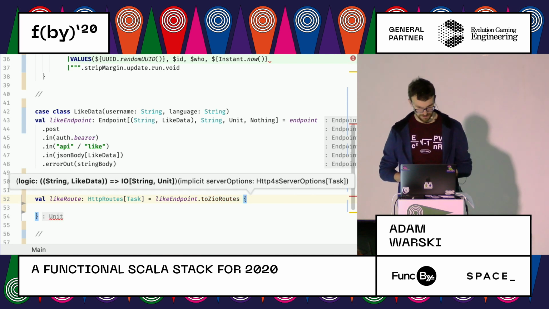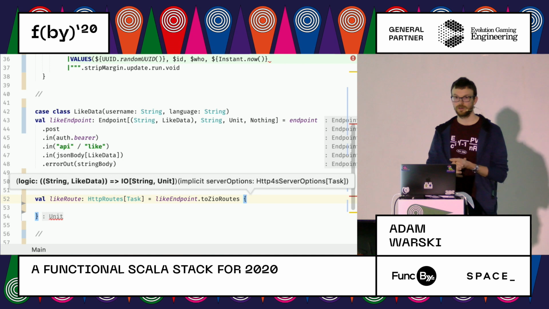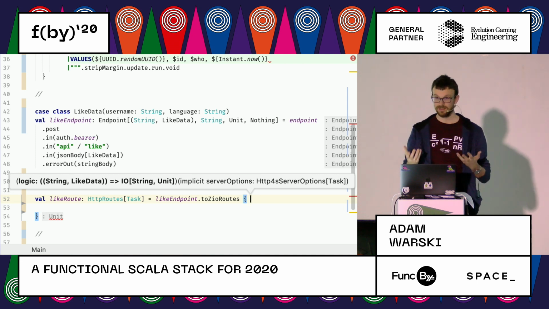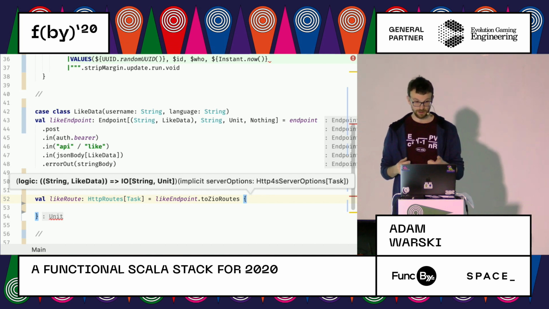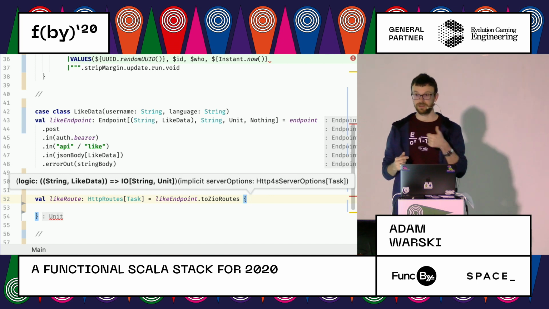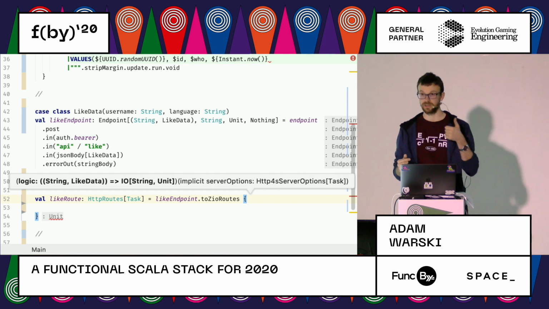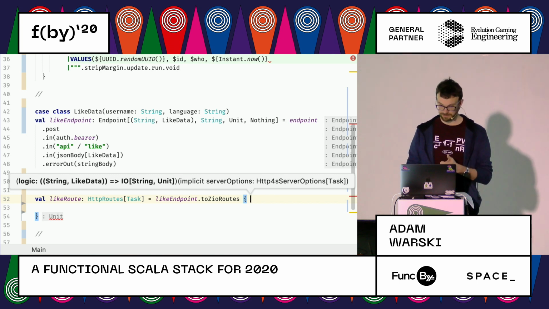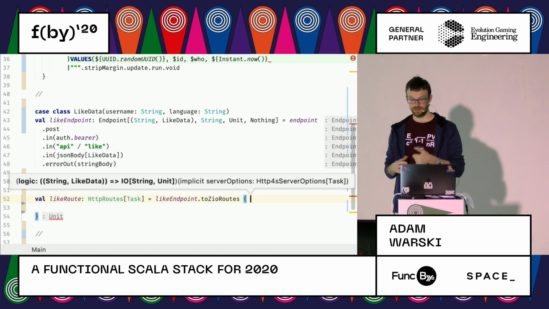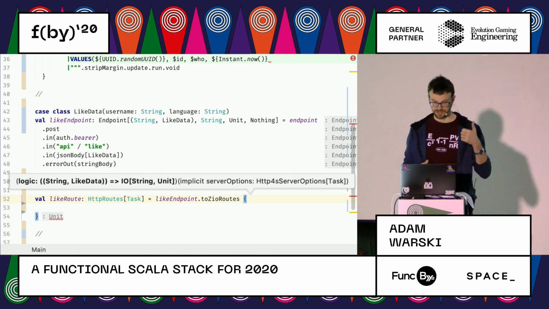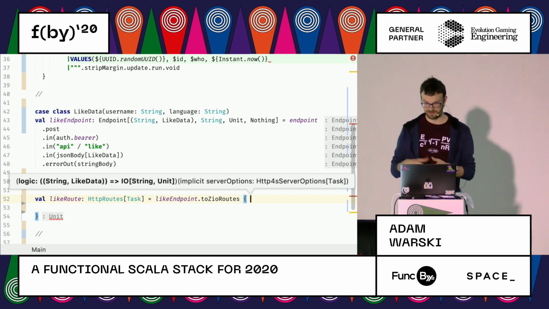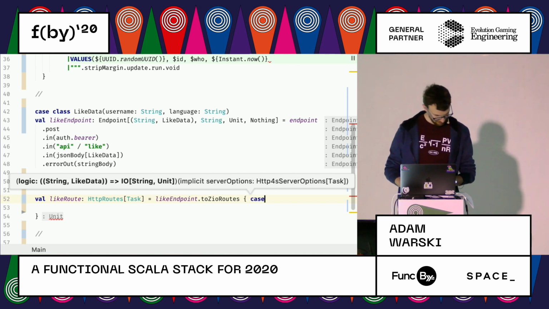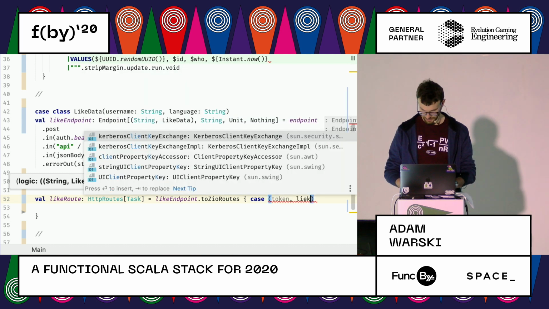We can ask IntelliJ for tips on what's the type of the function that we need to provide, and the type is as expected. We need to provide a function which takes a single parameter, which is a tuple of string and like data, so our bearer token and our body, and we need to provide a ZIO IO value which produces either an error in the form of a string or a unit, which is success, right? So we can now deconstruct our input into token and like data.